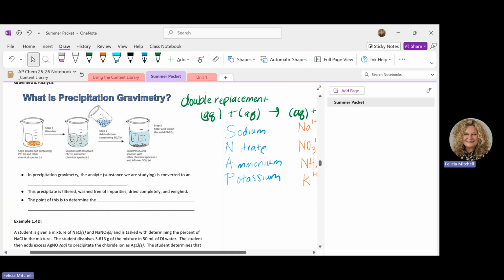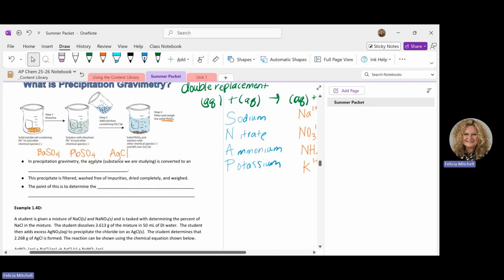I will tell you, the most common precipitates are barium sulfate, lead sulfate, you can see that here, and AgCl. They're the most common precipitates. So in this type of chemistry, the analyte, or what we are analyzing or studying, is converted to a precipitate, or a solid that is insoluble.